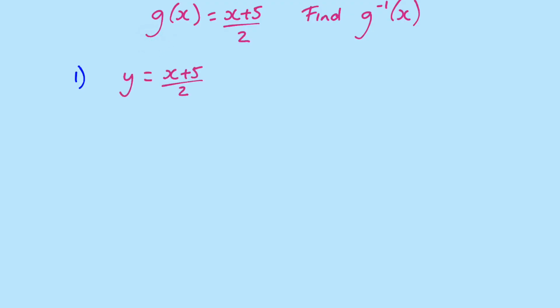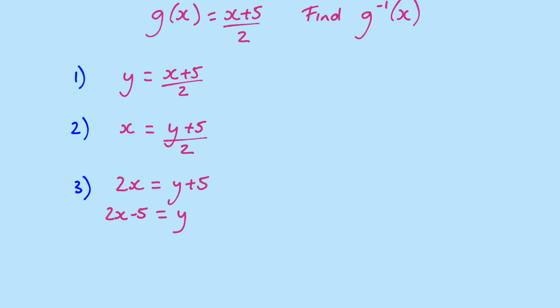So let's rewrite as y equals. Then the next step is we'll swap the y and the x round. Then the next step is we'll rearrange to get y by itself. And then the last step is we'll finally replace the y with the g minus 1 x. This is your inverse function.